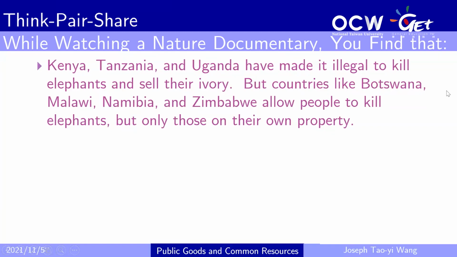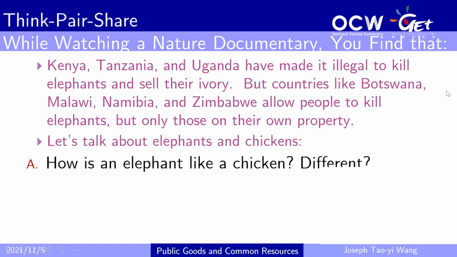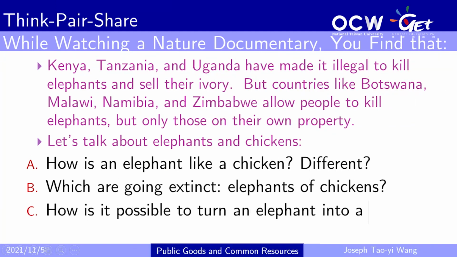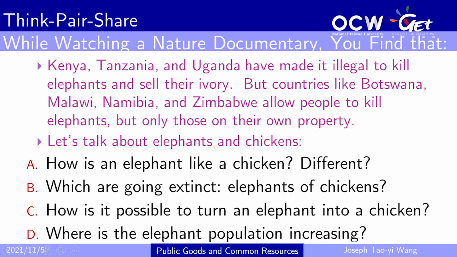So the question: let's talk about elephants and chickens. How is an elephant like a chicken? How are they different? Which is going extinct, elephants or chickens? And how is it possible to turn an elephant into a chicken? If you think about environmental protection, that's the key problem. And where is the elephant population increasing?